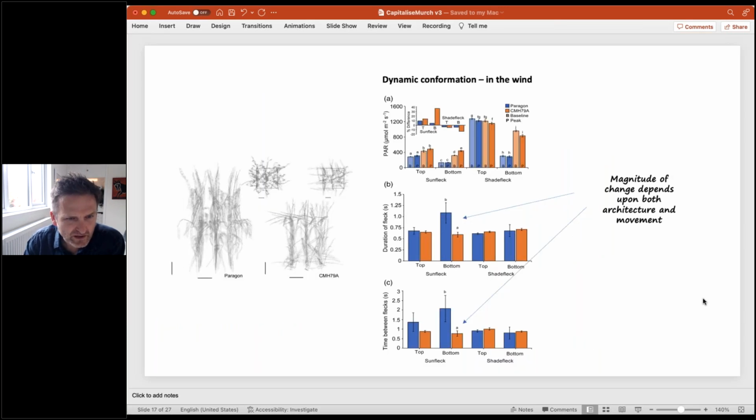And if we look at dynamic canopies, these are the canopies in the wind measured using a fast spectroradiometer. We also found differences, with the upright taller canopy having lower intensity windflecks. Windflecks is the word we use to distinguish wind-induced movement from sun movement-induced movement. So the windflecks were longer, but they also had longer time between the windflecks, up to 2 seconds.